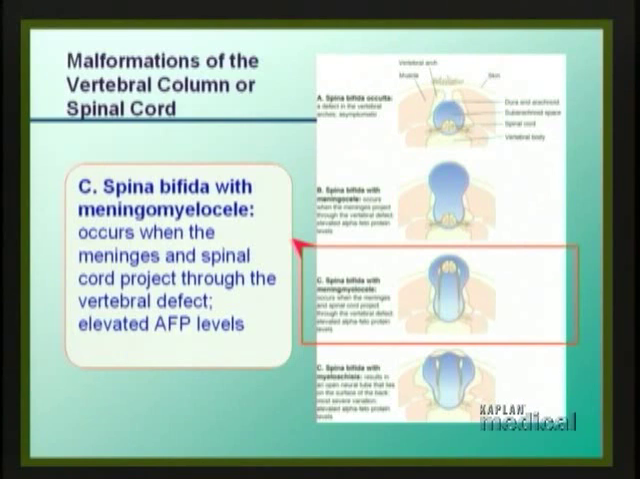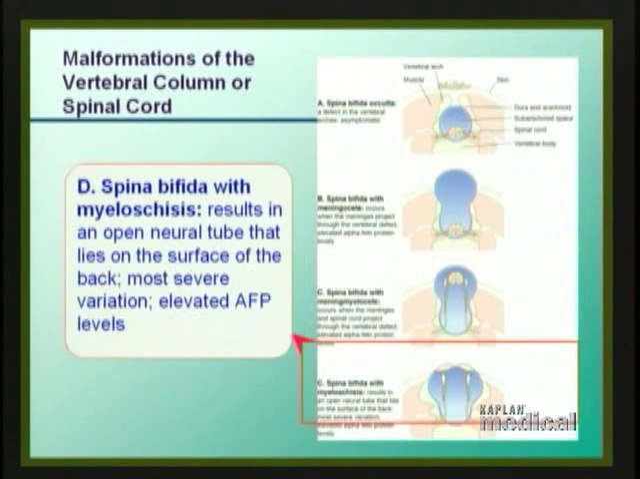But again, since this is a true dorsal midline body wall defect caused by the cyst, there will be elevated levels of alpha-fetoprotein detectable during amniocentesis. Finally, in D, the true open caudal neuropore defect is known as spina bifida with myeloschisis. Here, basically, the neural tube literally fails to close in the caudal neuropore.